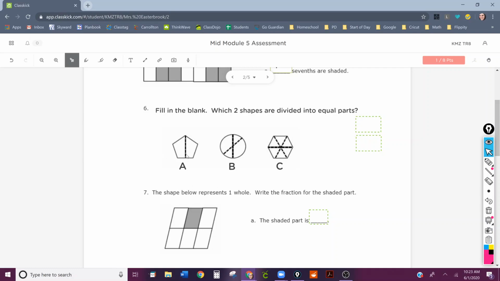So if you look at A, this side and this side are the exact same size. So A is divided into equal parts. If you look at B, this piece here is way bigger than this piece here, so that is not equal parts. Over here on C, all 6 of those pieces are the same size, so C is the other shape with equal parts.